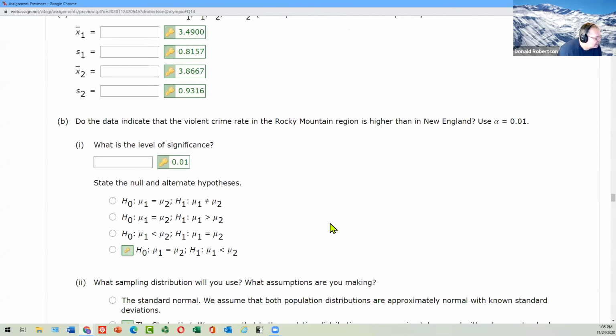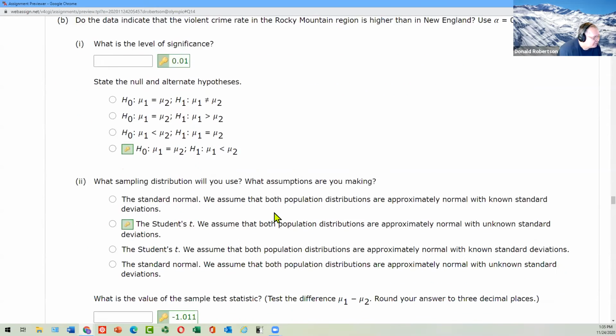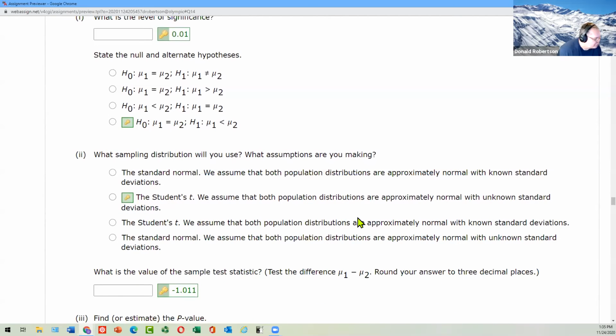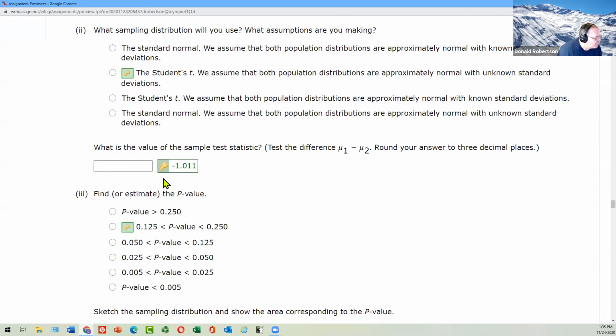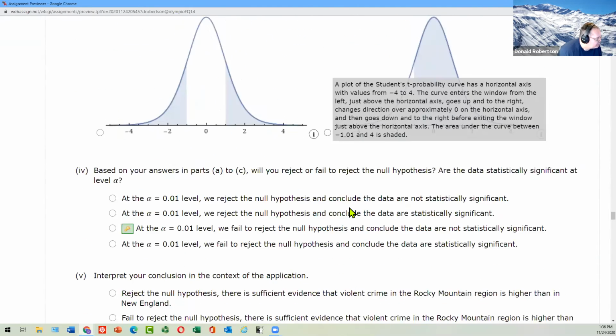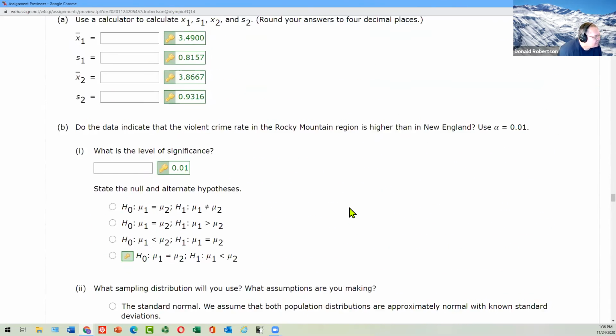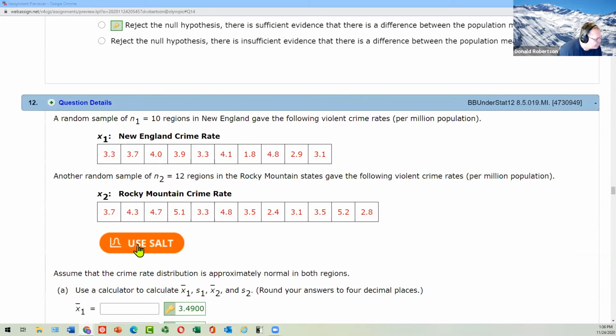There is your statement. The student T is good to go. Now, we are going to figure out what that number is and that number is. So, do we have a p-value? Yeah, we do. Okay. So I'm going to go up here and use SALT.